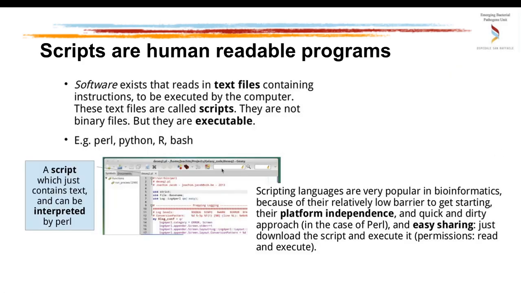As I told you, a pipeline is built on scripts. Basically, it's a consistent series of scripts linked to each other by input and output in order to perform analysis. Scripts are human readable programs that programmers and bioinformaticians write in order to perform tasks. Software exists that reads in text files containing instructions to be executed by the computer. So that's what we call scripts. They are not binary files. So basically, you can open them with your editor, you can read, and you can understand what they are doing.